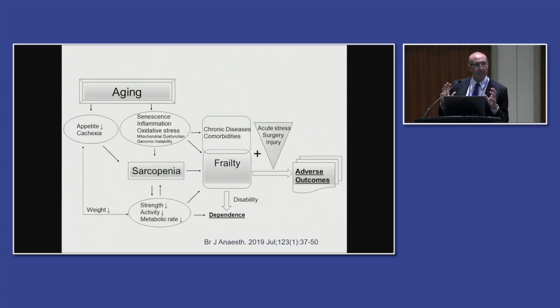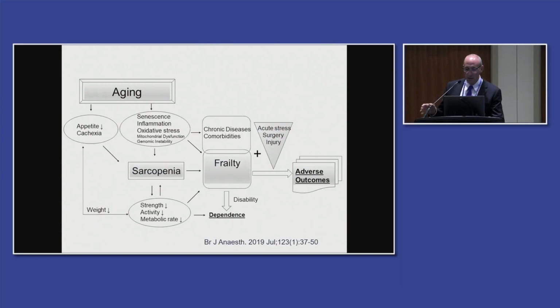So let's go into a paradigm, okay? Aging has all these biological processes. Specifically, I'm talking about senescence, inflammation, and oxidative stress. They cause chronic disease, they cause frailty, and they cause sarcopenia. And sarcopenia basically puts you in this vicious cycle. You lose strength, you lose activity, the metabolic rate is reduced, you lose weight, you consume less nutrients and fewer calories, you become cachectic, which is a vicious cycle that just propagates itself.